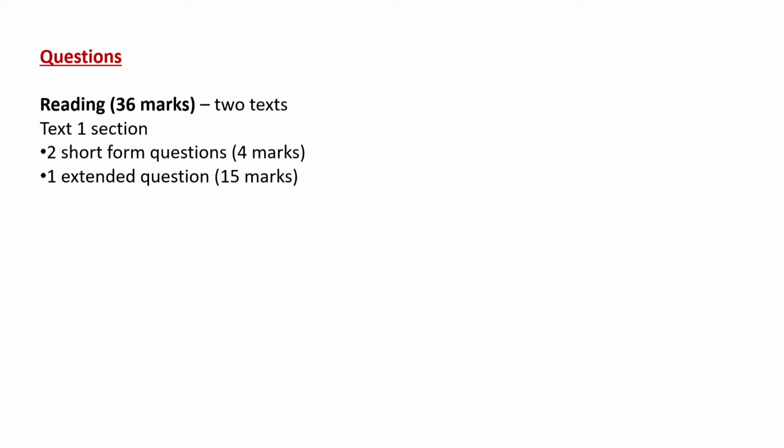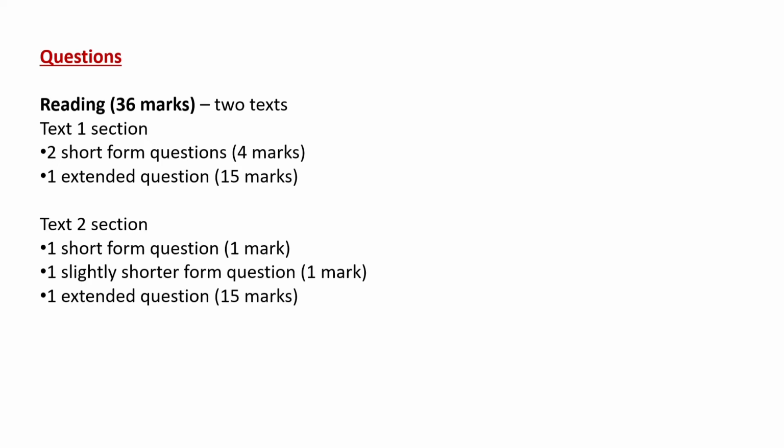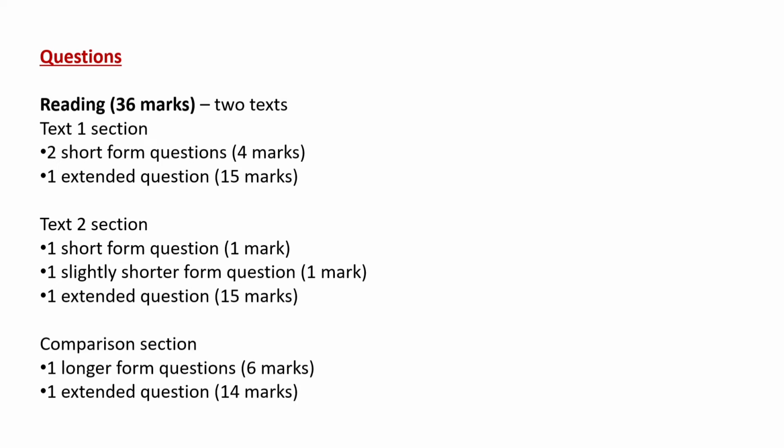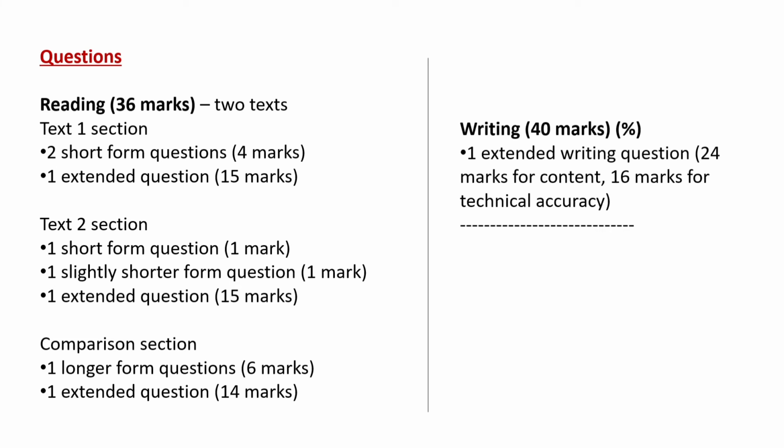Now let's look at these questions more closely. In the section related to text 1, you have 2 short form questions worth 4 marks in total and 1 extended question worth 15 marks. In the section related to text 2, you have 2 short form questions worth 2 marks in total and 1 extended question worth 15 marks. In the section related to both text 1 and 2, you have 1 long question worth 6 marks and 1 extended question worth 14 marks. All the questions in section A are worth 36 marks in total.